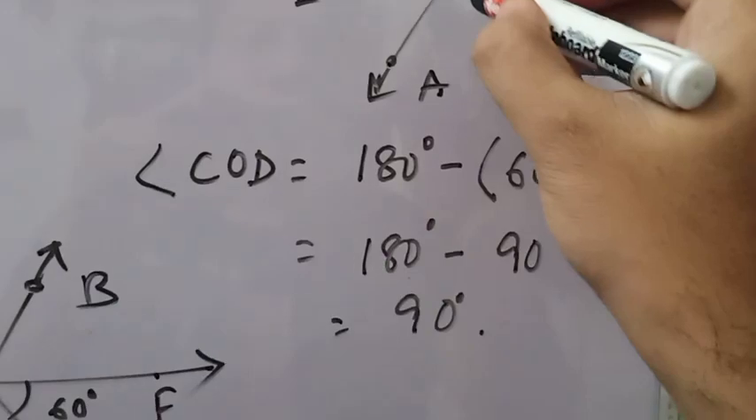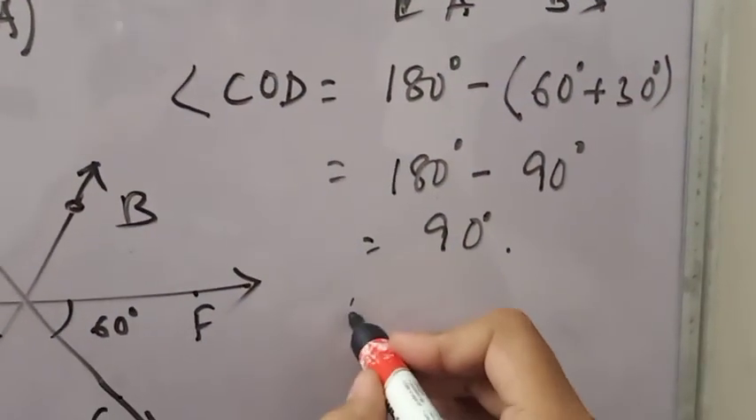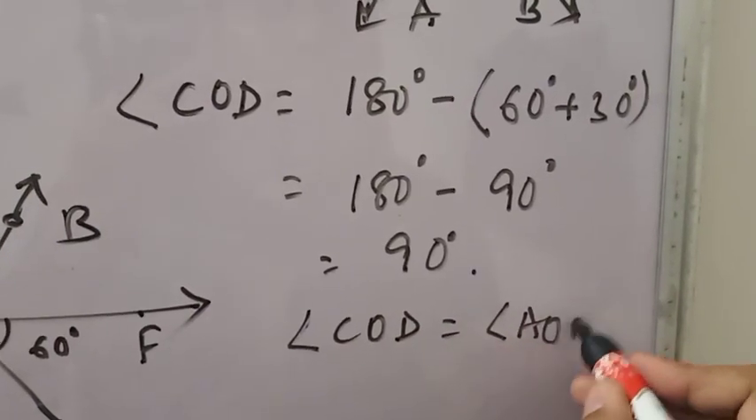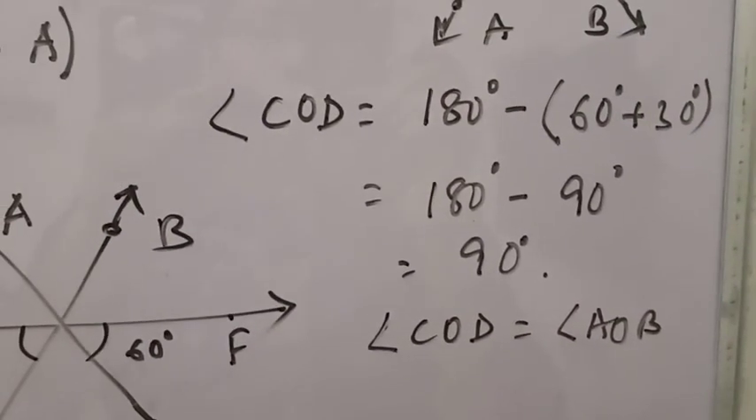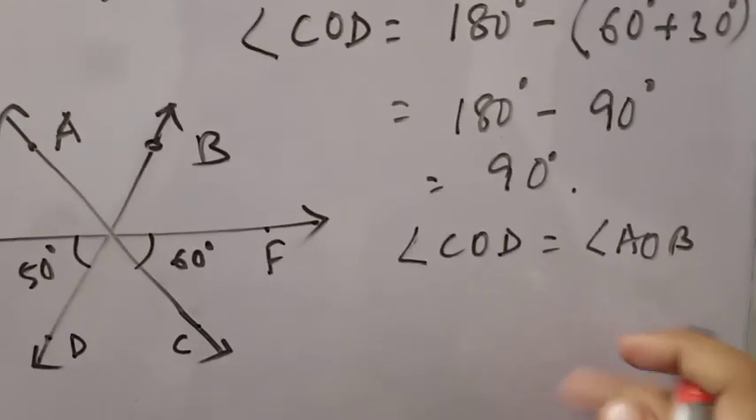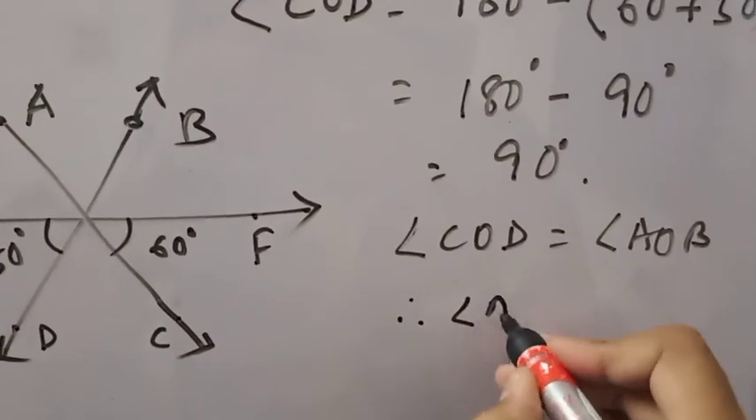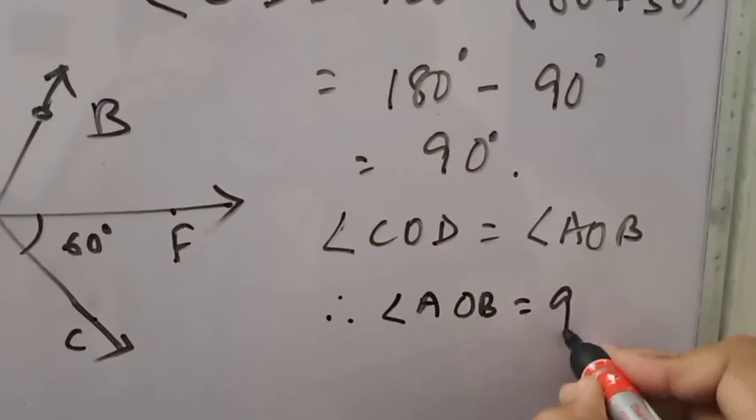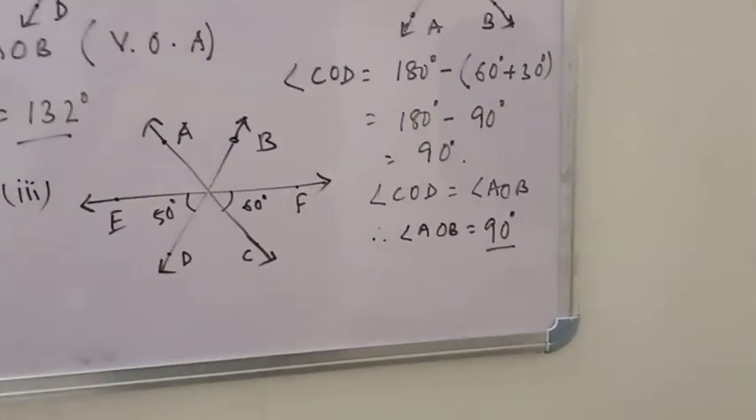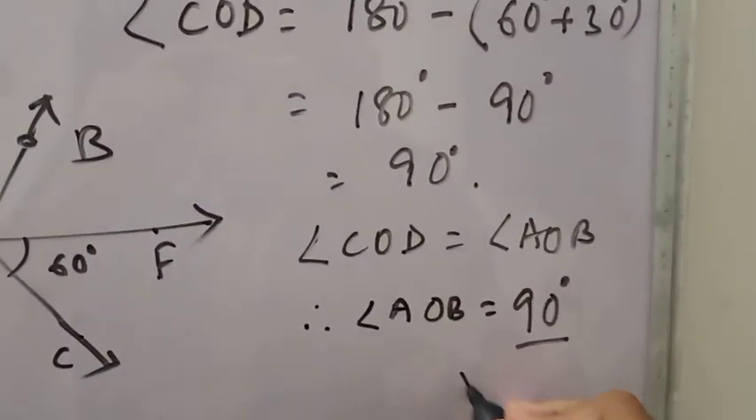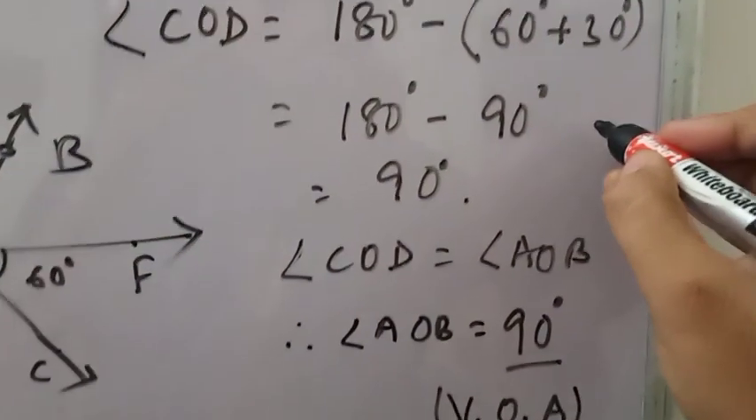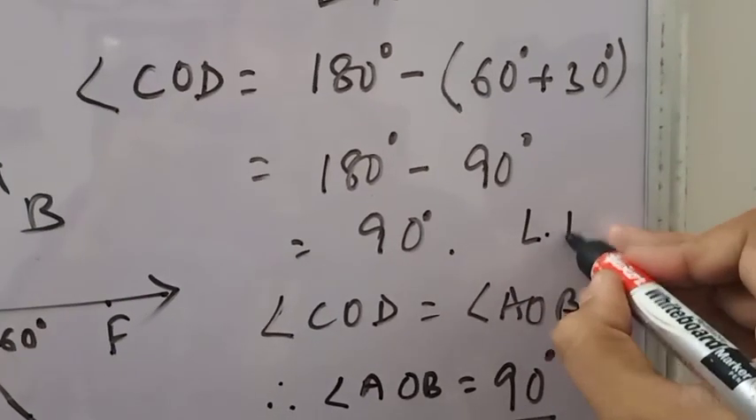You have to find the AOB. So COD equals to AOB. That means AOB equals to 90 degree. Now you can write VOA, that means vertically opposite angle, and here you can write linear pair.